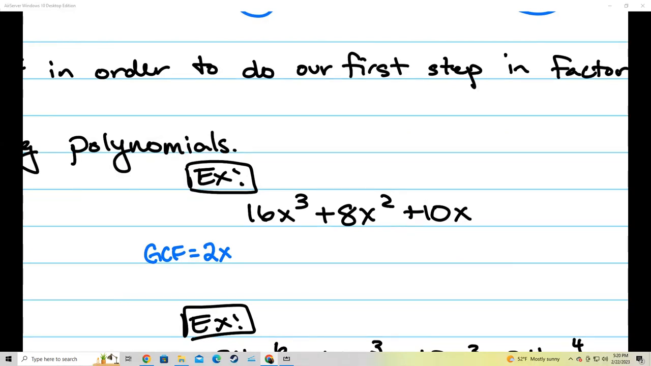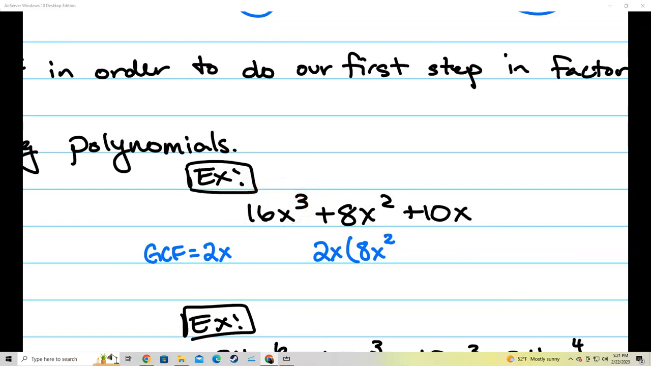Now that I know my GCF is 2x, I'm going to try to get this right back. So 2x times what is going to multiply to give me that 16x cubed right back? Well, I know 2 times 8 is going to give me the 16. And right here I have an x, but I'm trying to get an x cubed. That means I'm going to need 2 more of those x's, so I'm going to put an x squared here. That should give me this 16x cubed right back. All right, I'm done with the first term. Let's move on to the second term.